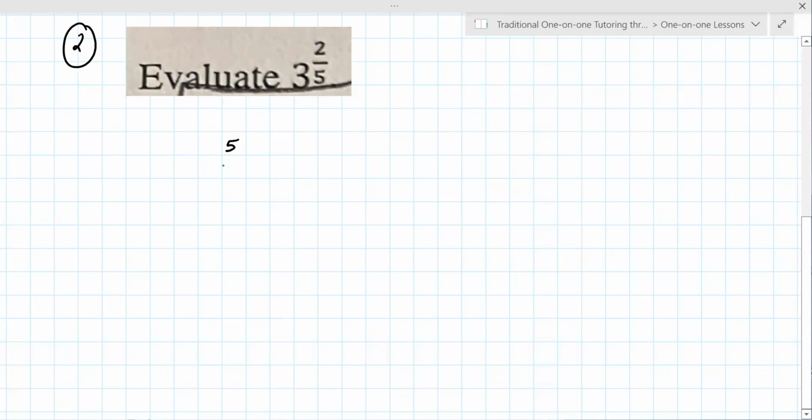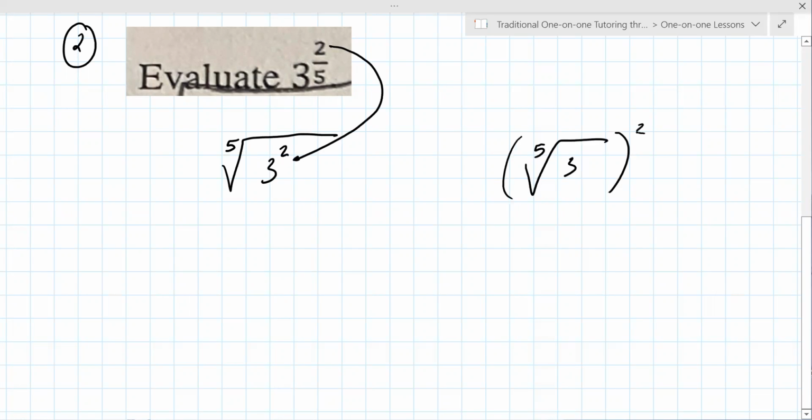So you correctly wrote 5th root of 3. Now the power of 2 actually goes inside here. It can go outside, like this was correct, but it's preferred to have it inside there. I would like to see the 5th root of 9, something like that.